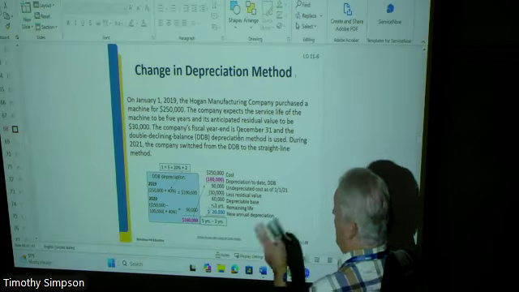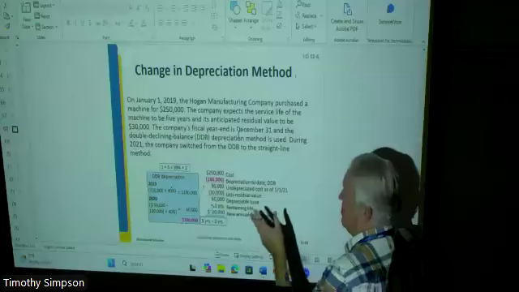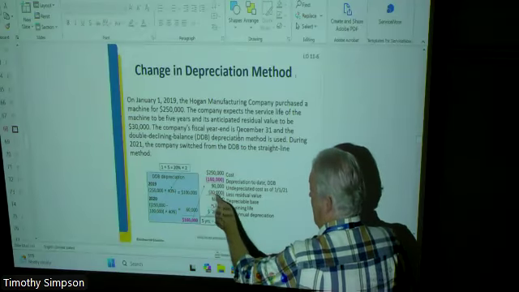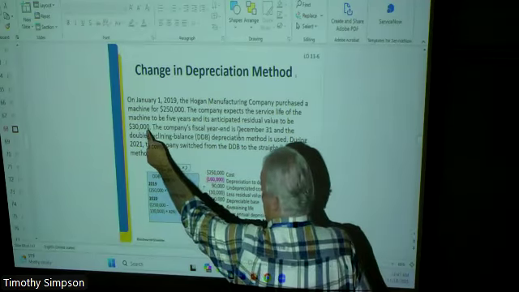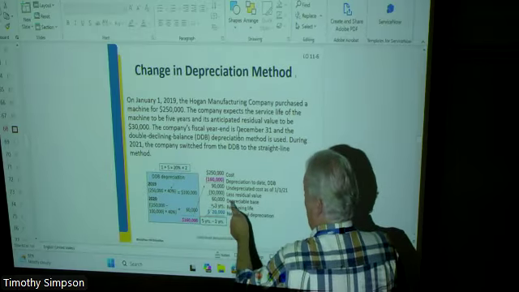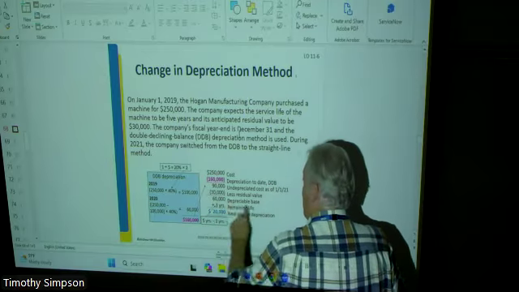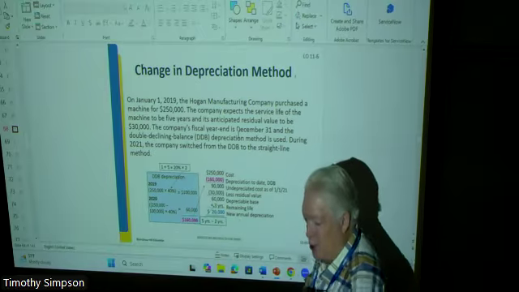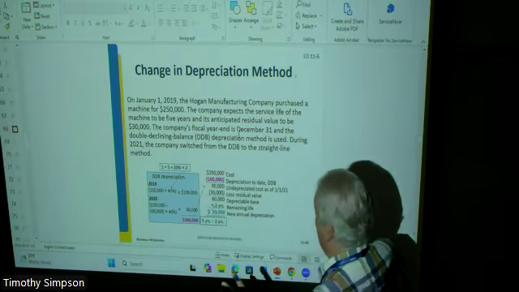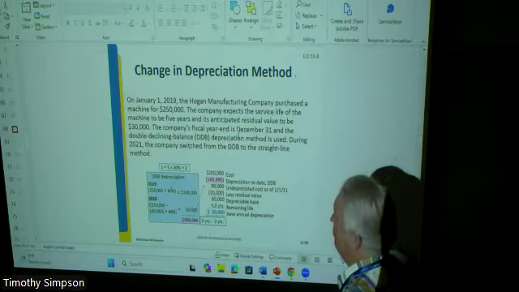But now we're going to go to straight line. And what does straight line do? It takes into account residual value. In this case, it's 30,000. So we subtract that, and that becomes the depreciable base. This is the numerator that we now use to go forward for the rest of the accounting period, right?